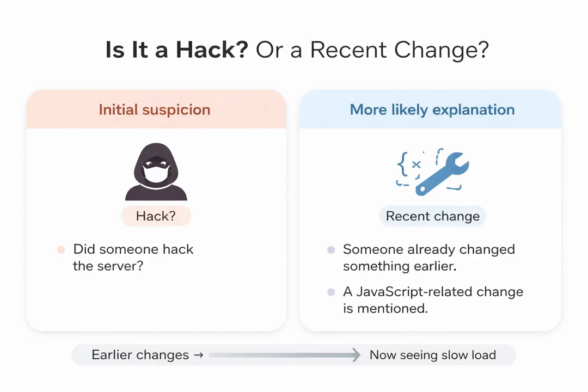A very common reaction when a site suddenly becomes slow is to suspect an attack or hacking. But in this conversation, the more grounded explanation appears quickly. Someone had already made changes earlier. That's a key troubleshooting mindset. Before assuming a security incident, confirm what changed recently. They specifically mentioned something about JavaScript, like some script being added or modified. Even small front-end script changes can trigger big performance problems, especially if they cause heavier requests, repeat calls, or errors that keep the page stuck loading.